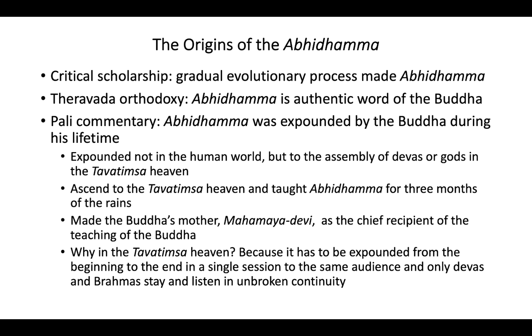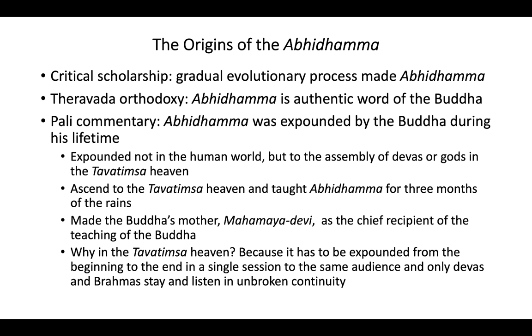Acharya Buddhaghosa addressed that what is known as Abhidhamma is not the province nor the sphere of a disciple. It is the province, the sphere of the Buddhas. Even Pali commentarial tradition holds that Abhidhamma was expounded by the Buddha during his lifetime. The Buddha expounded the Abhidhamma not in the human world to his human disciples, but to the assembly of devas or gods in Tavatimsa heaven.